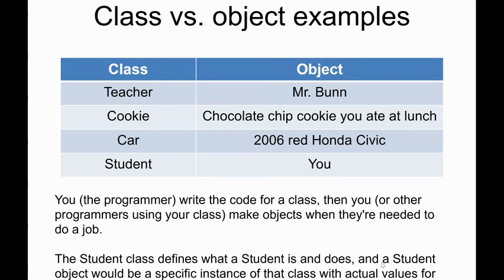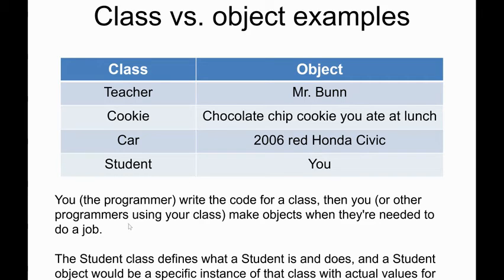Classes versus object examples. So you might have a class called Teacher, and Mr. Bunn might be an example of a teacher, so that he would be the object. A class might define what a cookie is, but a chocolate chip cookie that you ate is a very specific example of a cookie. A class might be car, but a very specific car might be a 2006 red Honda Civic. That would be the object. You might have a student class, and the object that represented you would be the object.